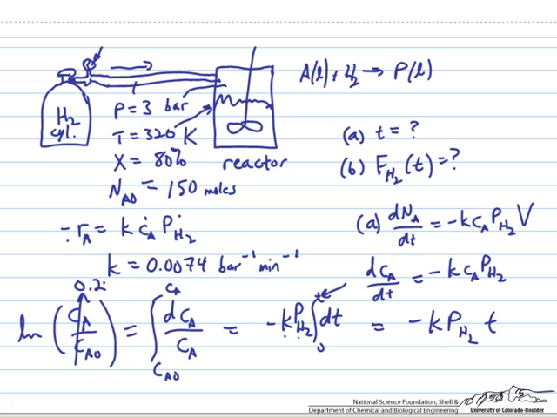Final concentration of 20% of the initial concentration if we have 80% conversion. All right, so we need to take just the log of 0.2 on the left-hand side. On the right-hand side, we have the value for K in the given information. It's 0.0074. We have the value for pH2. It's 3 bar in the reactor. And so then we can just solve for the time. And the batch time that's required, I get to be about 72 minutes. Okay, so that's part A.